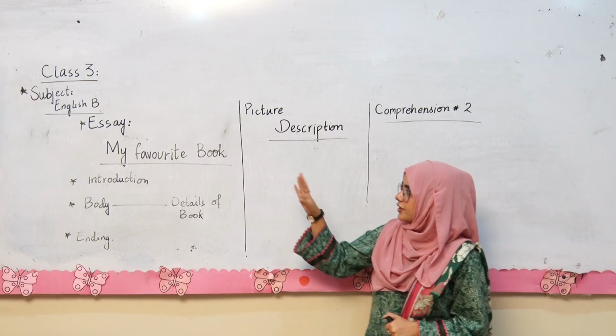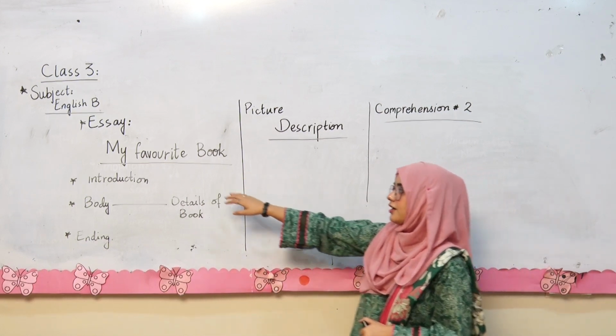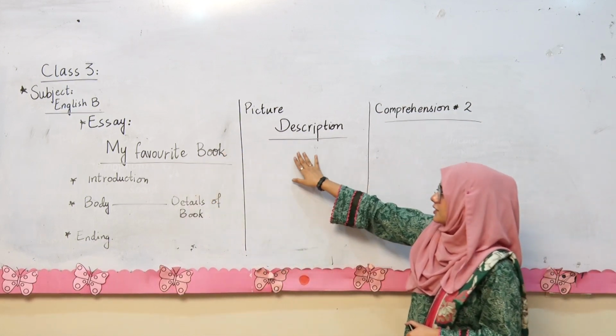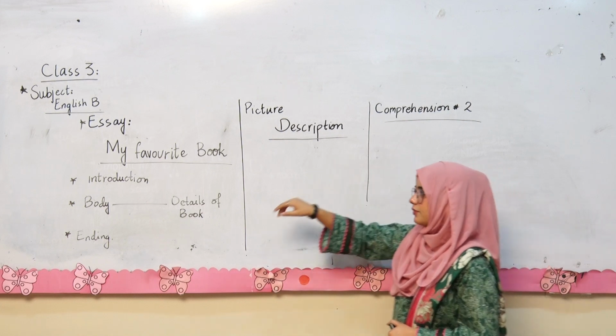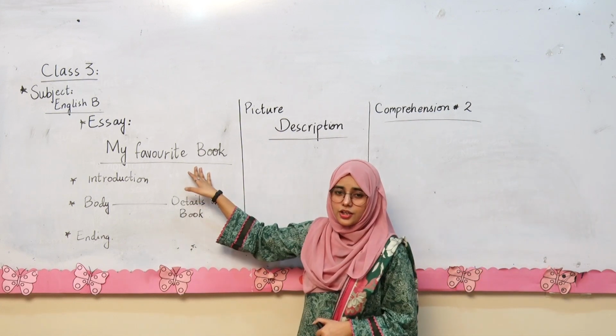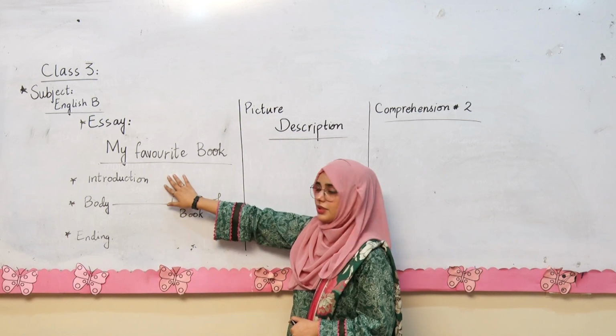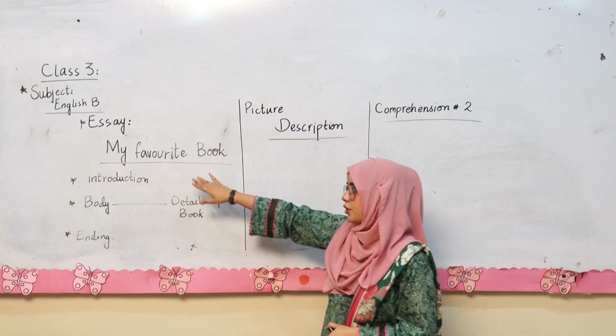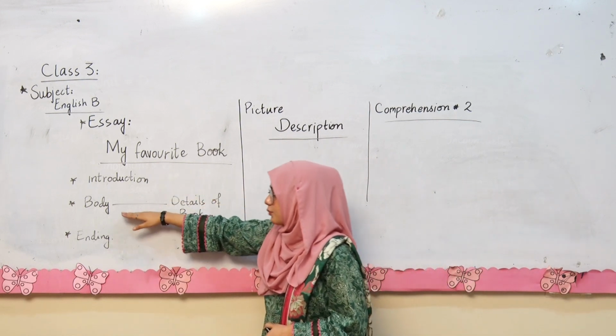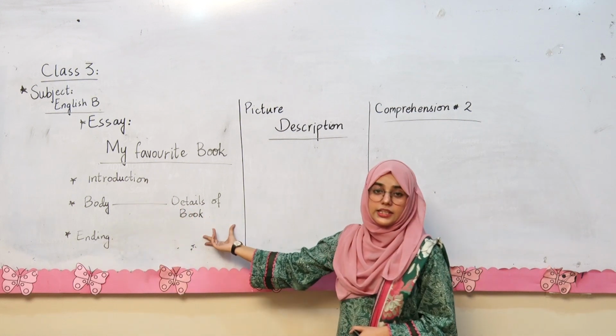Now we are going to discuss these three topics that are my favorite book, picture description and comprehension. First, we will talk about the essay. You already know how to write an essay. An essay should have three parts. First of them is the introduction, in which you will write about your favorite book, and then is the body. It means that you have to write the details of your book.